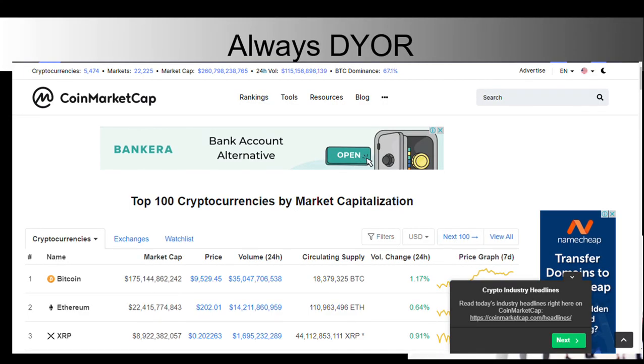Something I always say is, always do your own research. That is DYOR, a term we have in the crypto environment. Always do your own research, no matter what happens, no matter what anybody tells you. There's an app or website called CoinMarketCap. That's why I'm sharing this with you. All the cryptocurrencies listed on an exchange are on this website or application. You can install it. You can read up on anything. You want to know more about Bitcoin?